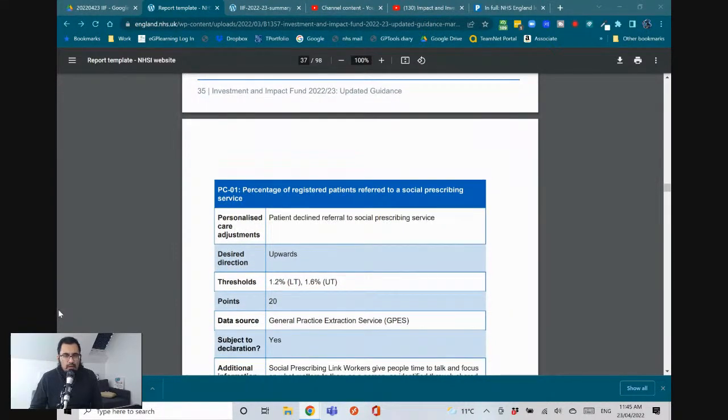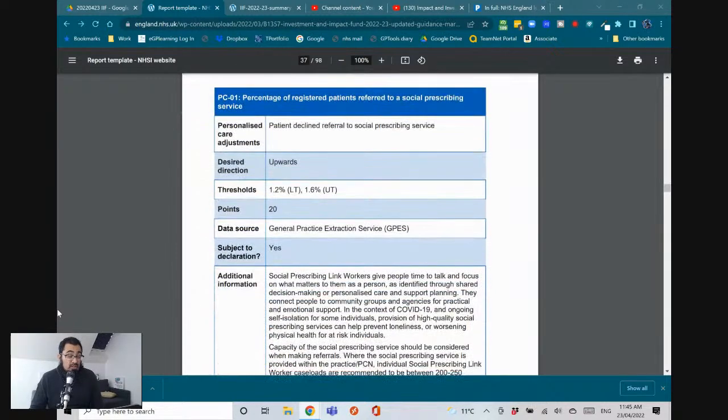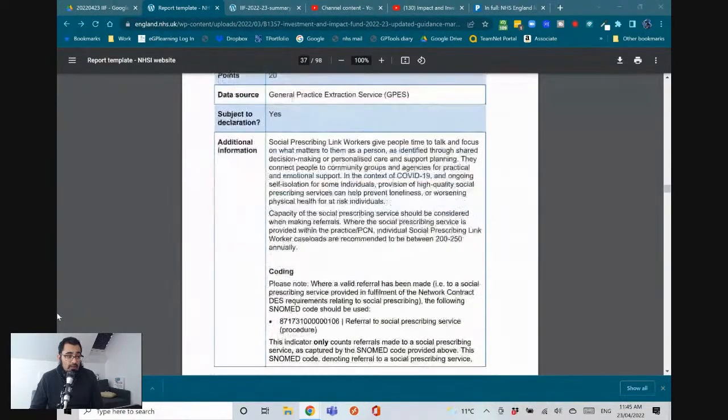For example, for my particular network, we worked out this was approximately 4 referrals a week per practice that they needed to do. It's 20 points. So there's about £4,000 if there's no adjustments, and it's extractions through the GPES service and making sure that codes are correct and stuff. And then it outlines the reasons why.